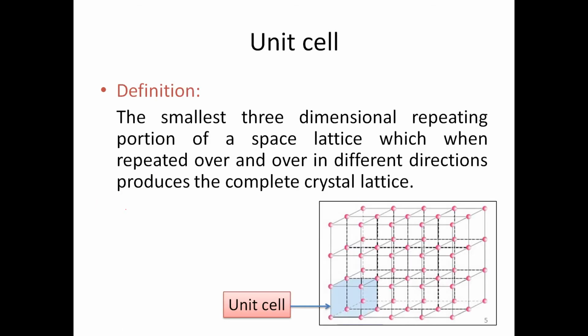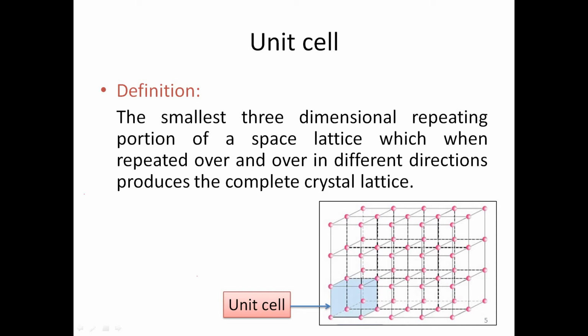Then unit cell. Unit cell is the smallest repeating pattern which, if we repeat again and again over and over in all directions, gives the crystal lattice. So if we know the unit cell, then we can build the whole lattice.